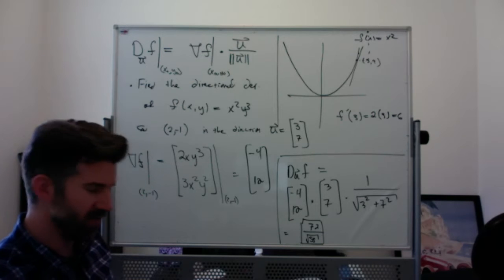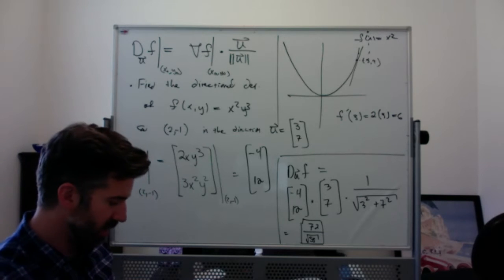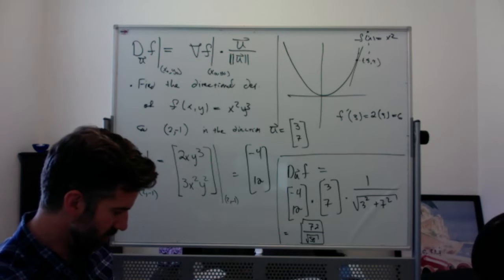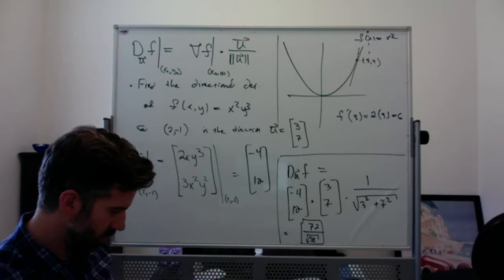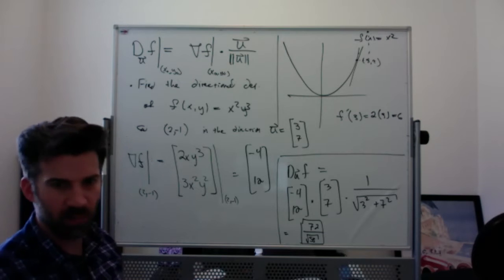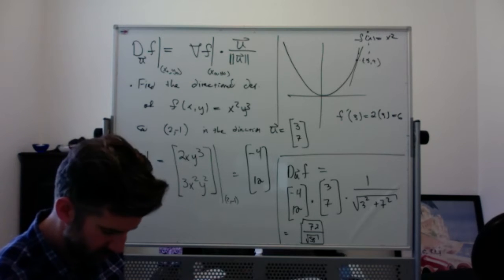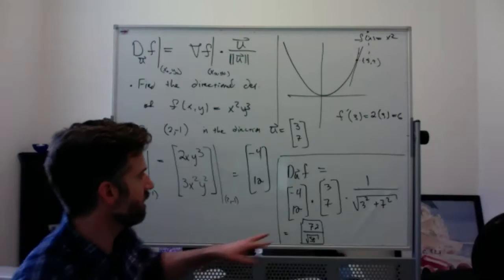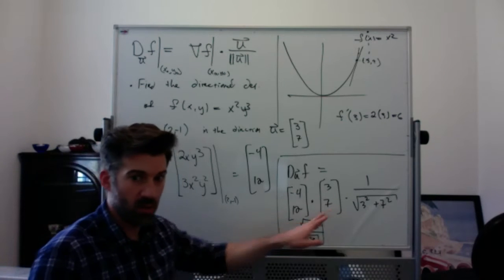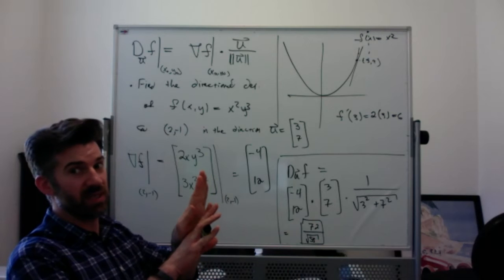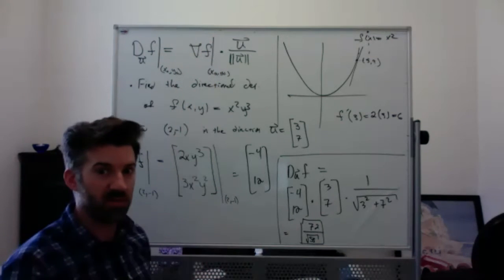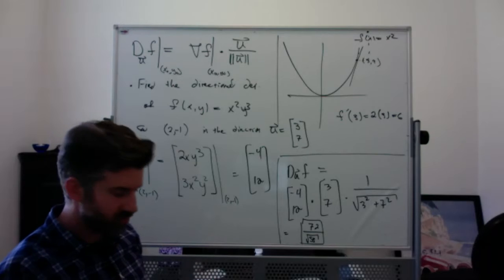I forgot my division symbol. I did multiplication accidentally. 72 divided by the square root of 58. That's going to be about 9.5. So yeah, close to 10. And so again, that tells us if we move in this direction, we're going to be going up the hill at a steepness of 10 units up for every 1 unit over, which is really steep.